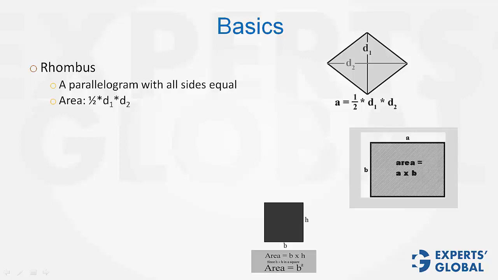Remember, because all the 4 angles are not equal, the diagonals are not equal in length. One diagonal is longer, the other is shorter. The area is 1/2 times D1 times D2.